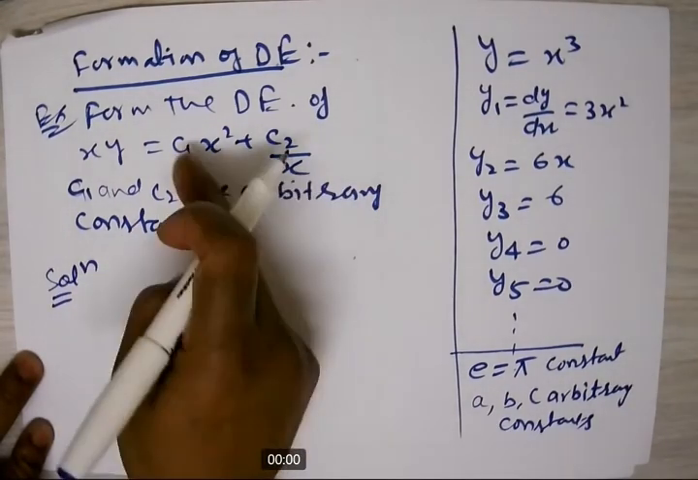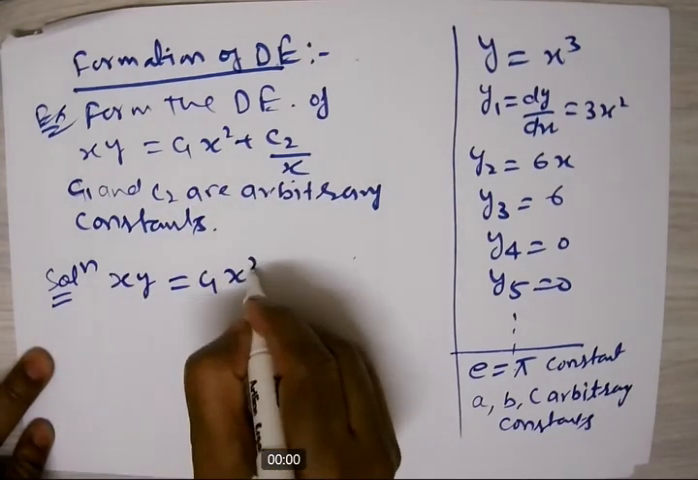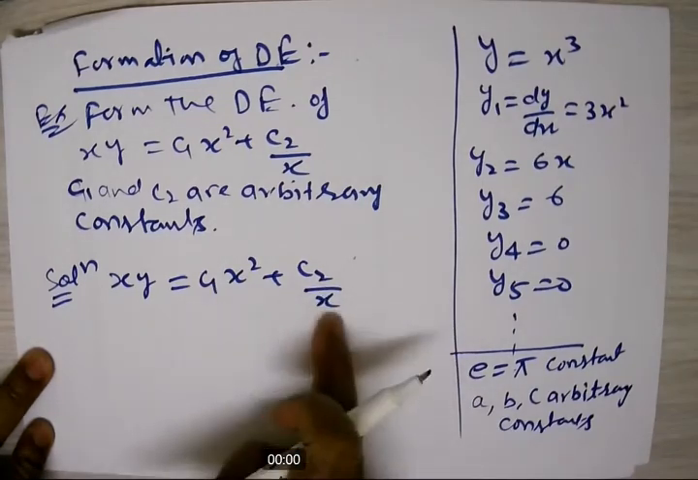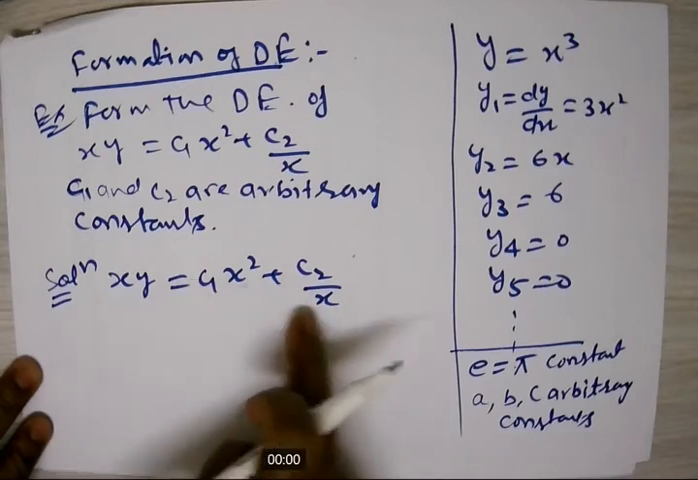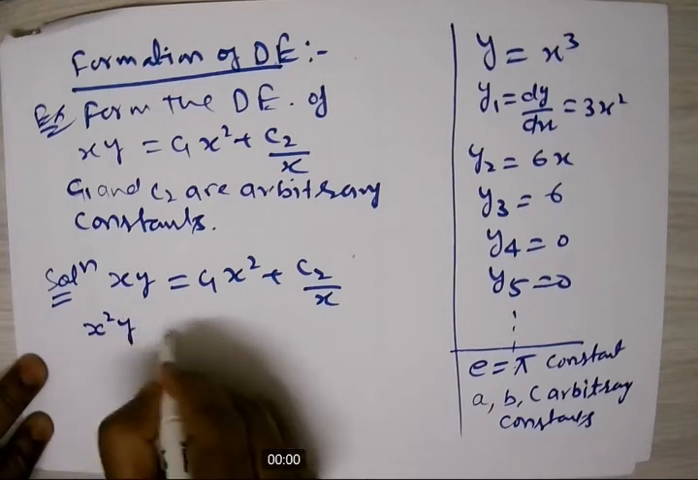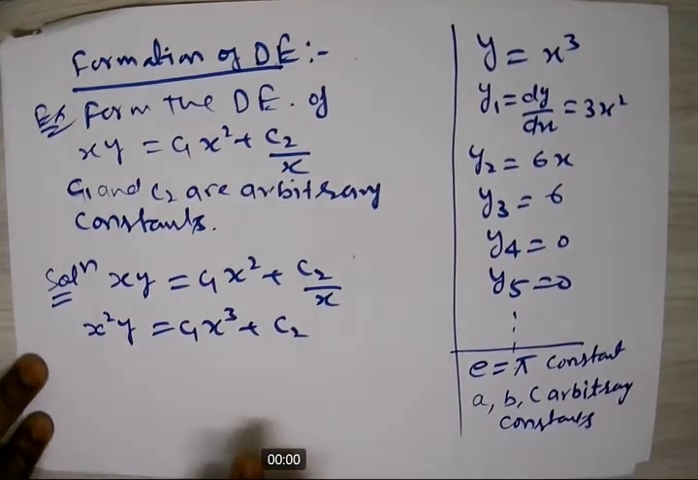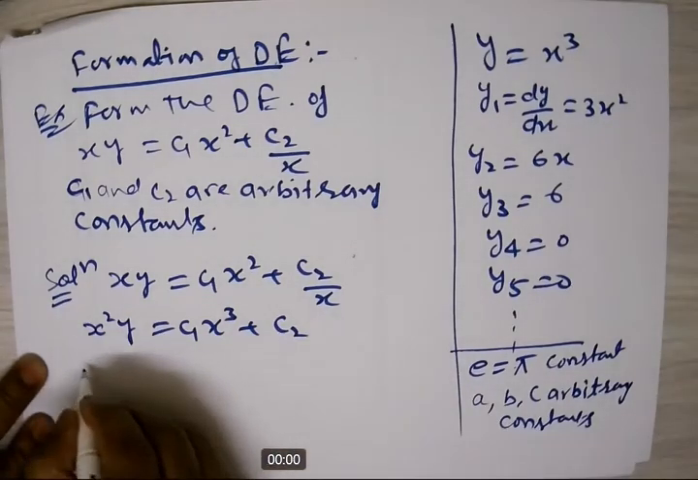Can I use this as xy equal to c1 x square plus c2 divided by x? Just use cross multiplication, then the derivative process will become easy. This will multiply by this, so it becomes x square y is equal to c1 x power 3 plus c2. Now what is the benefit of that? Now differentiate this.